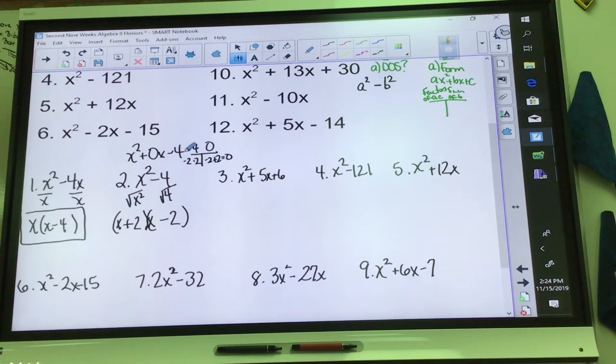So either way you want to think about it is perfectly fine, totally up to you. But look, -2 and +2. So that is my final answer there.